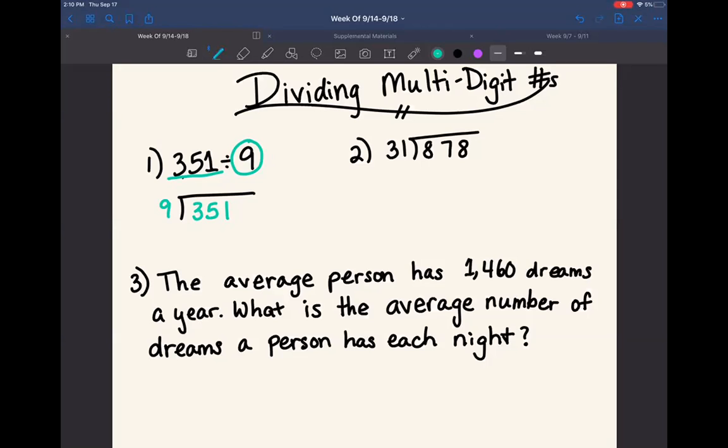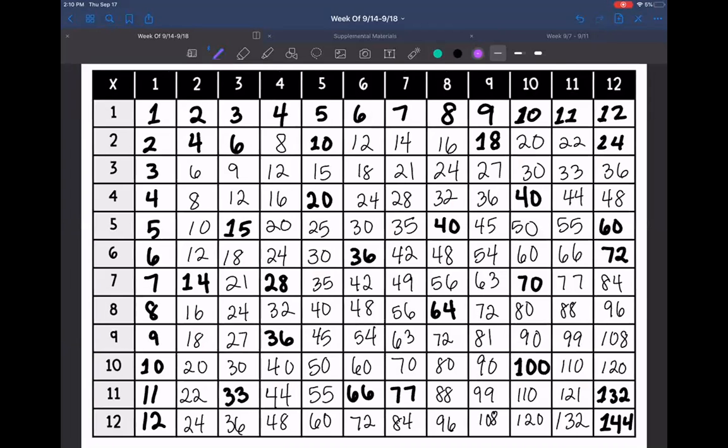So the first thing is, I have 9. Let me look at my first number. My first number is 3. So what times 9 equals 3? Nothing. There's nothing I can do there. So I'm going to move over 1 and look at the 35.